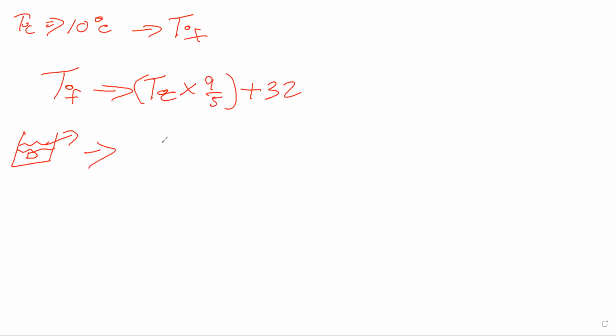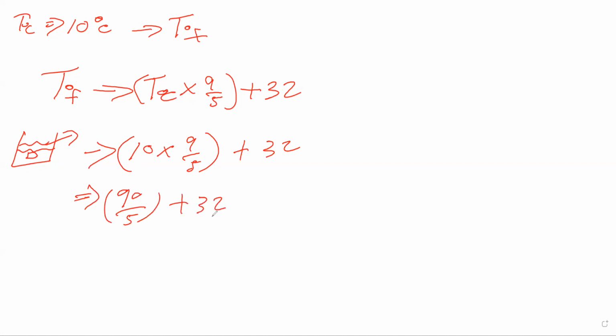So this would be 10 times 9/5 plus 32, right? And that'd be 90/5 plus 32, right? And what was the magnitude there? When you solve that, what would you get? 50 degrees Fahrenheit. Good.